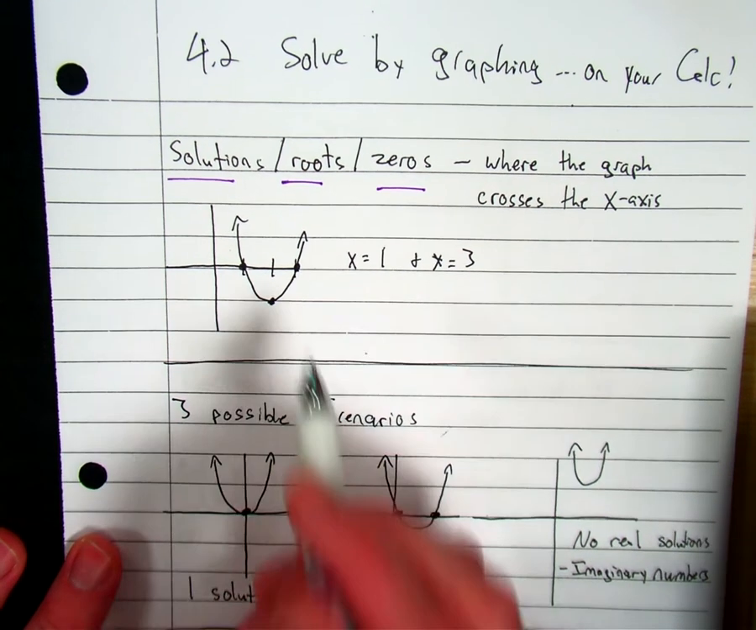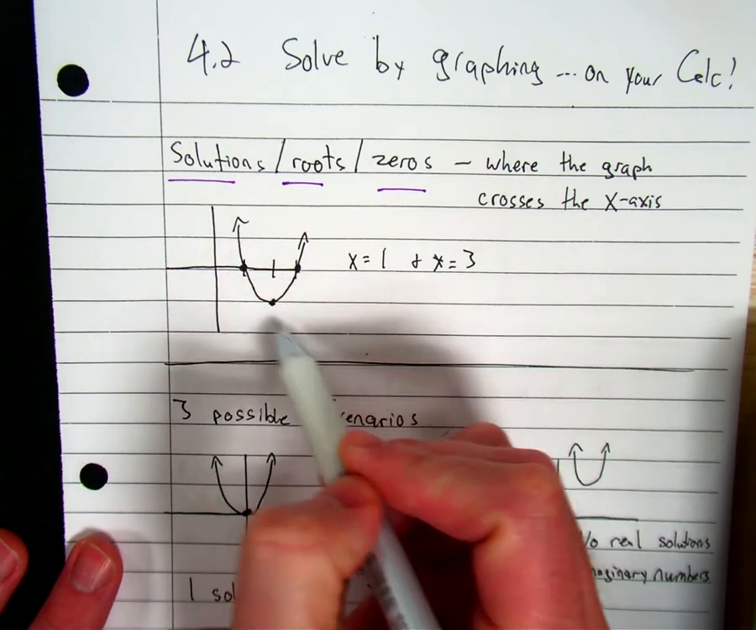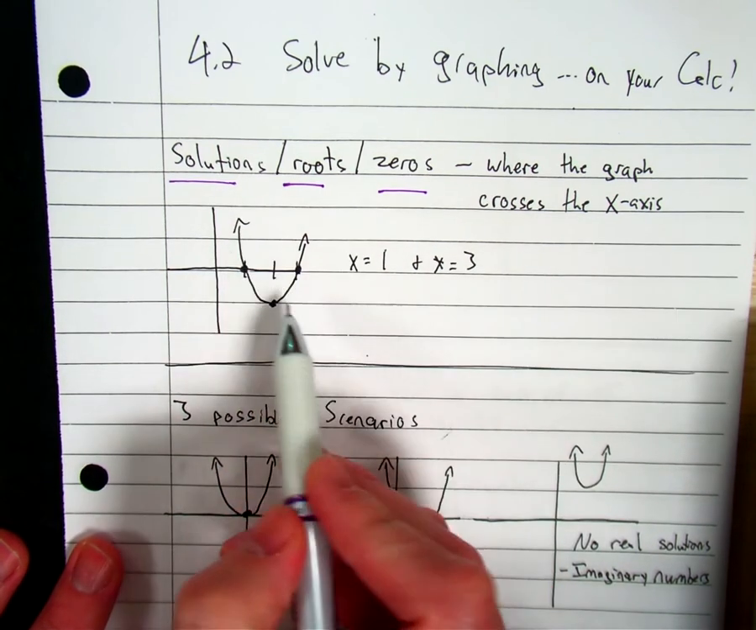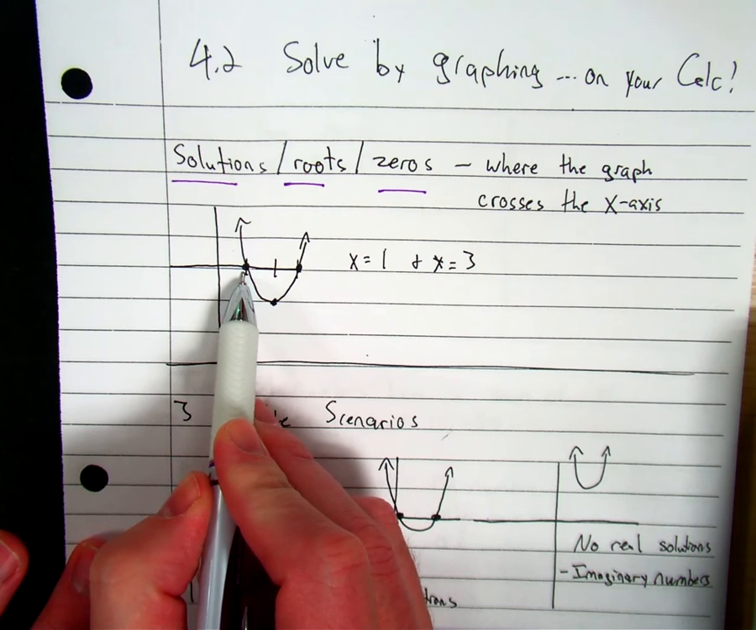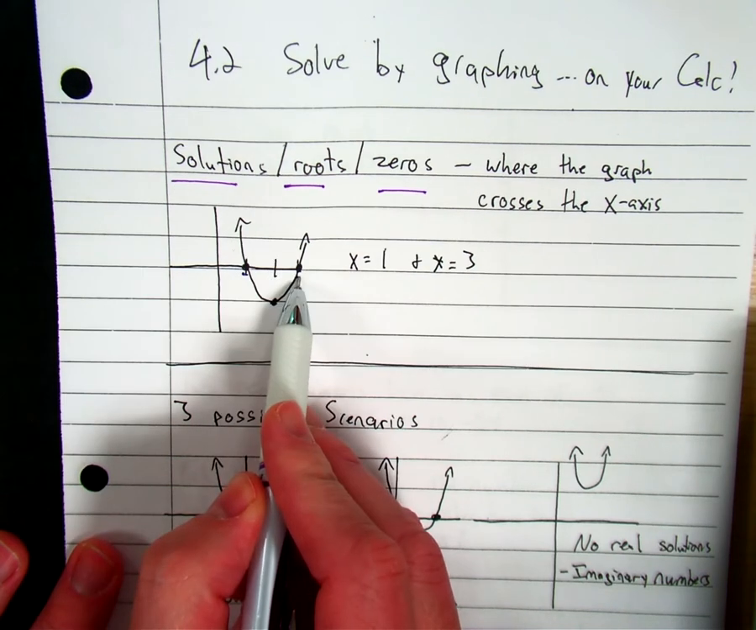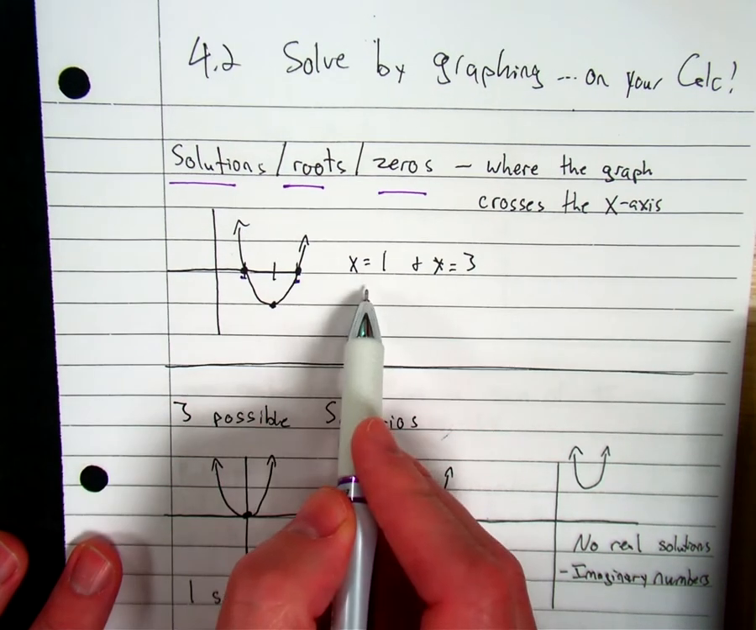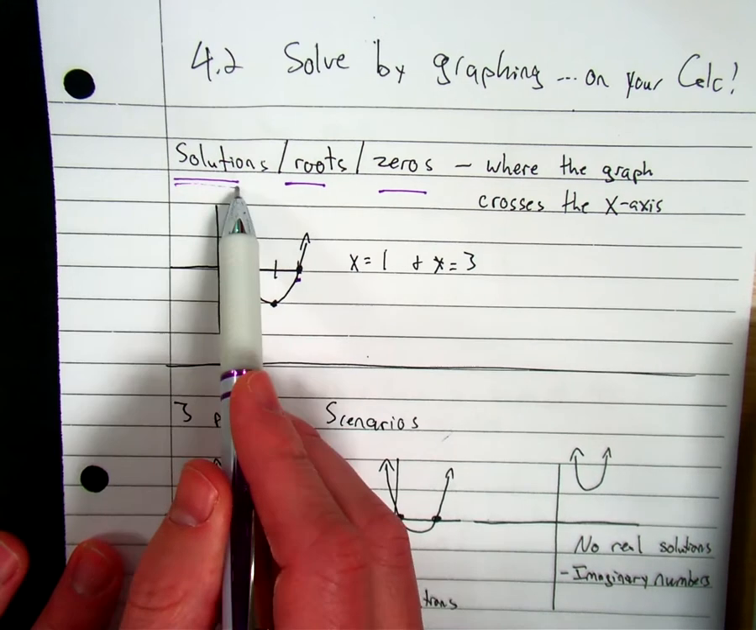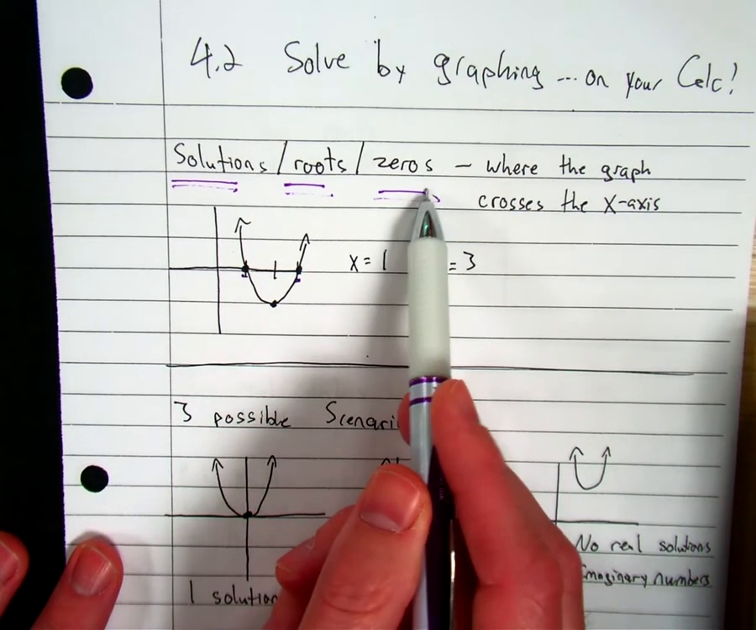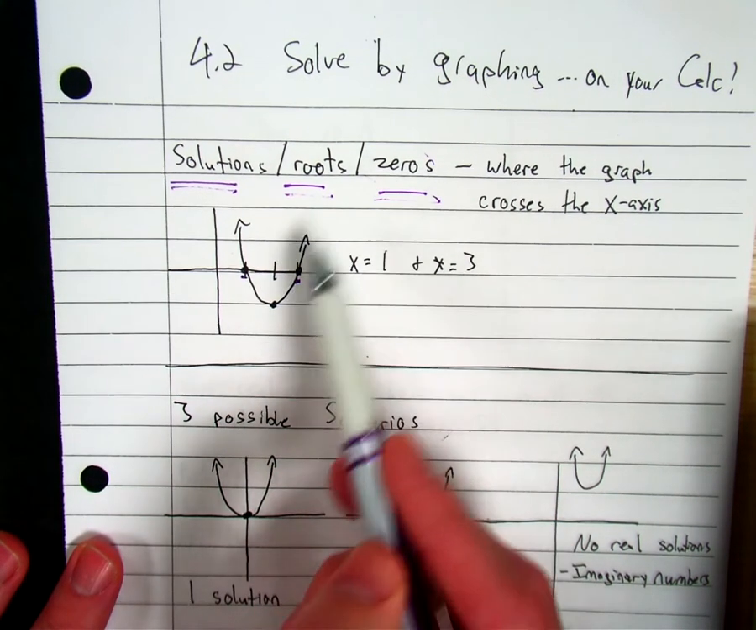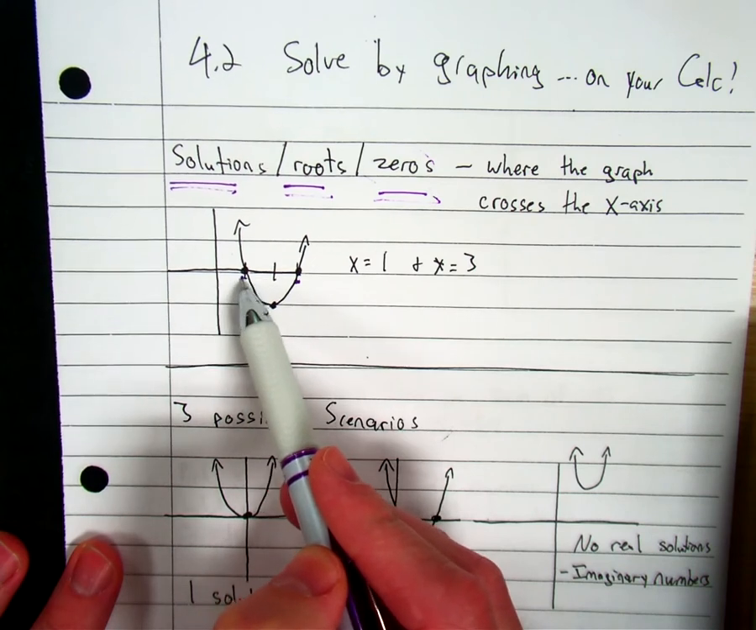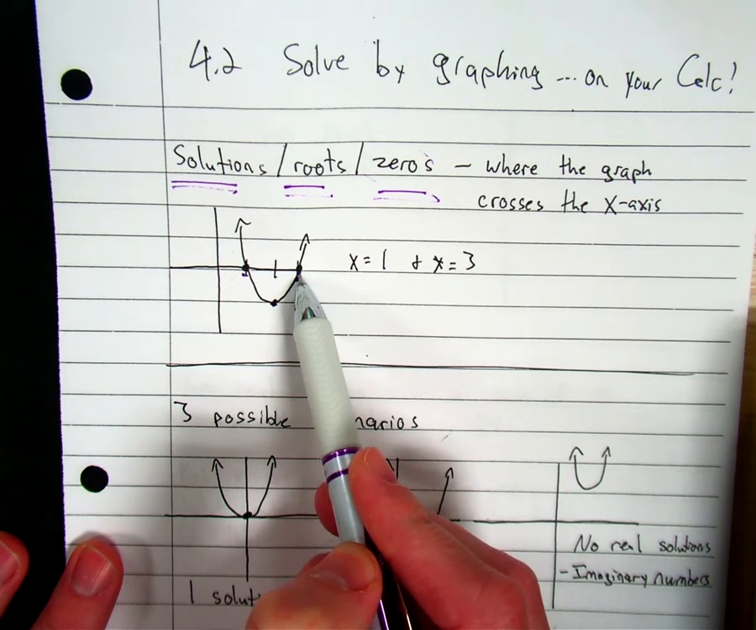If we're looking at this particular graph, this little sketch, we're crossing at 1 and we're crossing at 3. So 1 and 3 would be solutions, roots, zeros. Zeros because the function equals 0 here. This is (1, 0), (3, 0).